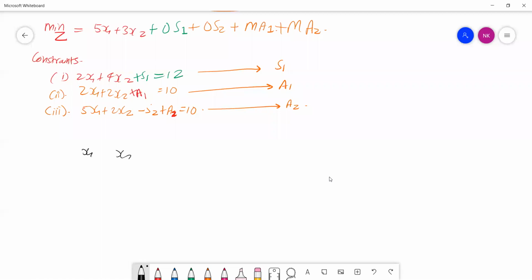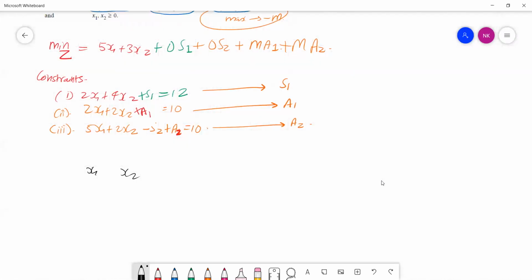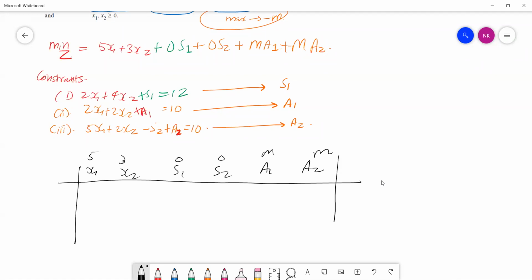So it is x1, x2. How many variables are there? There are two variables. S1, S2, A1 and A2. Over here, the coefficients are 5, 3, 0, 0, M, M. In the basic variables, for the first iteration I need to include S1, for the second A1 and for the third A2, with coefficients 0, M, M. This is the solution column. This is iteration 1. So just fill up all the values.